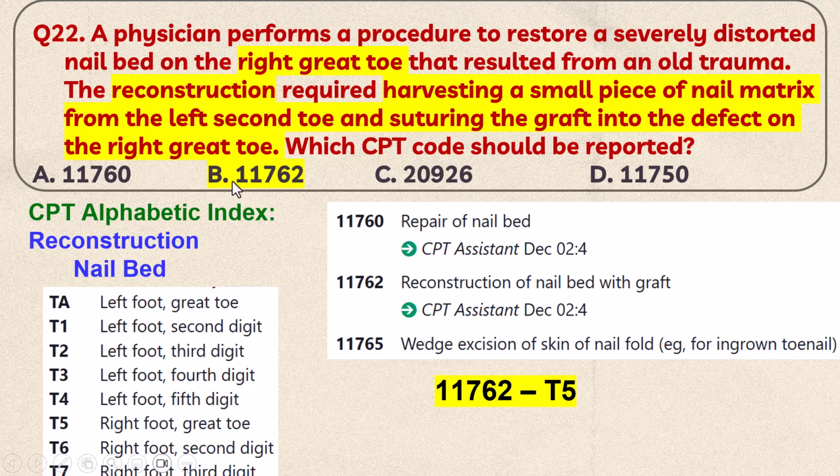That is answer B. But this is a question from a previous past paper. The real code should contain the modifier. Some codes need modifiers to be added. Here, the repair is done on the right great toe, which is right foot great toe, T5. So the exact correct code is 11762 with the modifier T5. But in this question, the modifier is not indicated. So the correct answer is B.